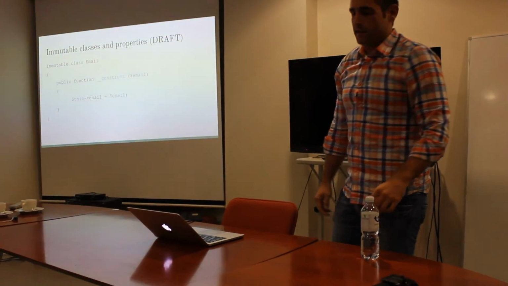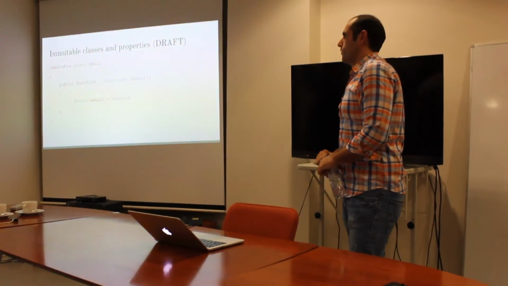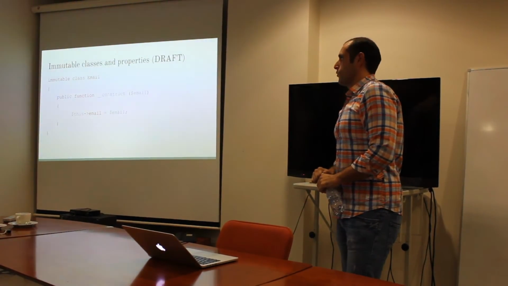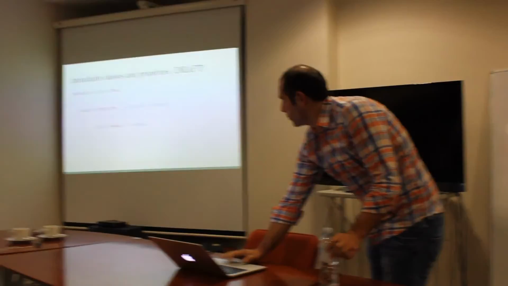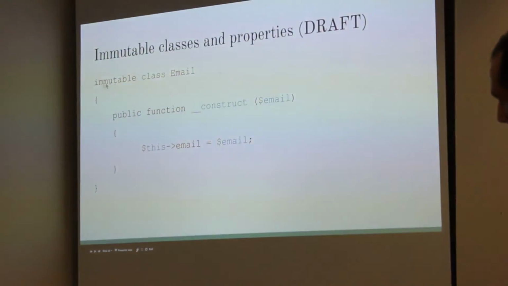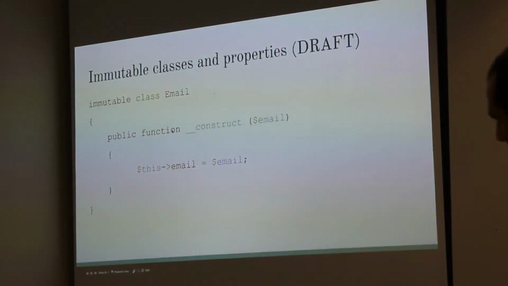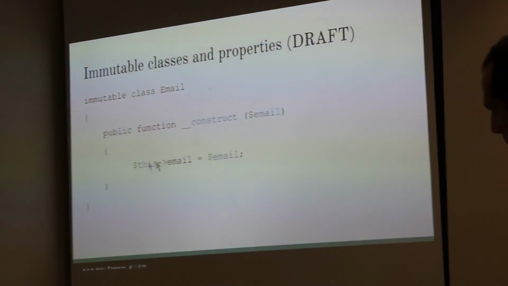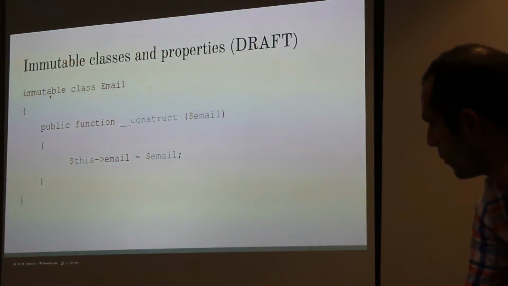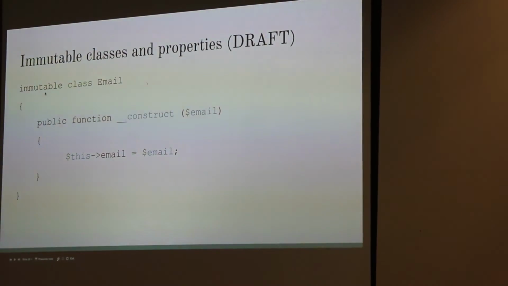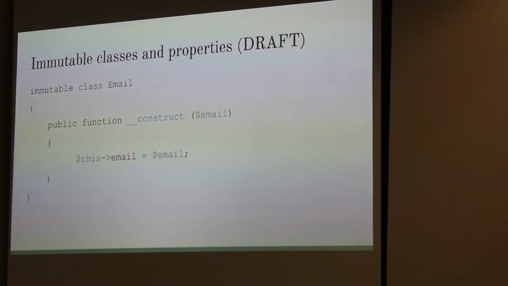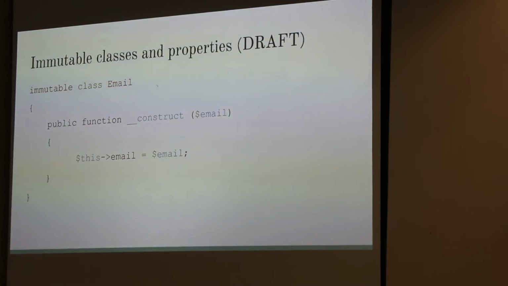And then this is another draft. So for people that like immutable classes, there will be an extra keyword here, like final or something, before the class, so that you would create a constructor. Every time you try to change a property inside, you would also throw an exception. This is also a draft, and it's not in the voting process, so it's not sure it's going to be implemented, but there's a big chance it is.